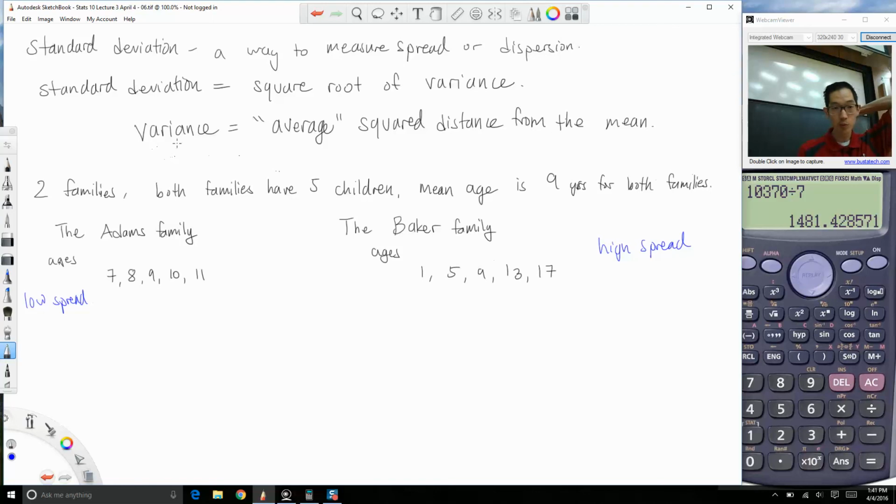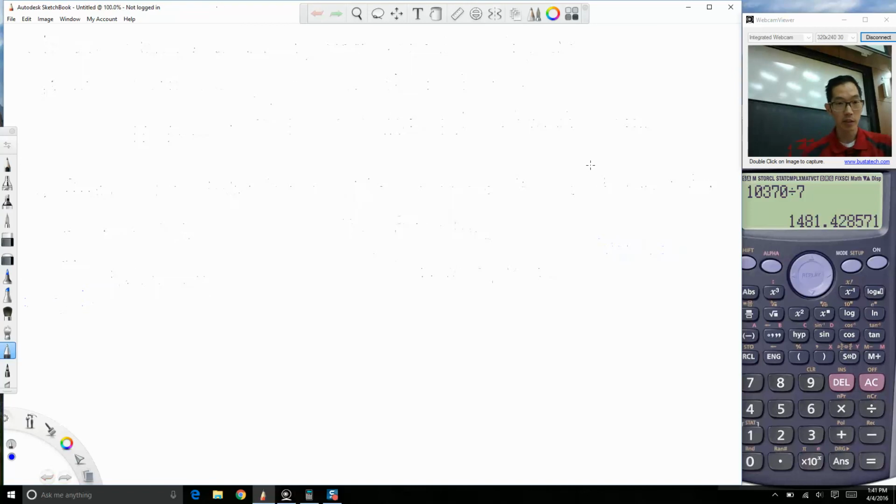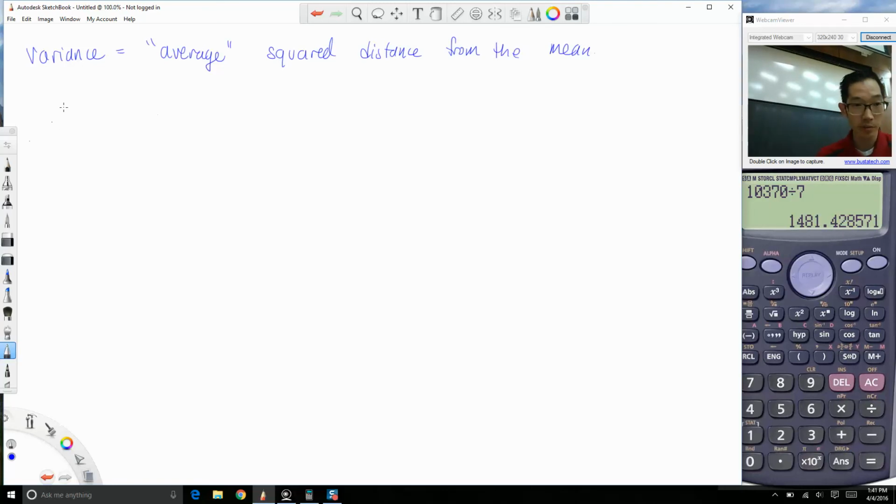What we're going to do is use this definition of the variance being the average squared distance from the mean. I'm going to flip over to the next slide. So we'll say variance equals the quote-unquote average squared distance from the mean. Okay, so we've got the Baker family.